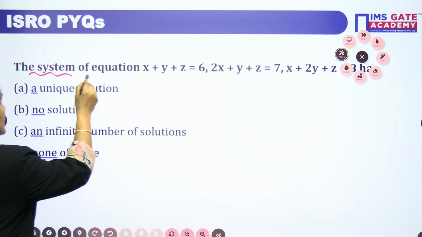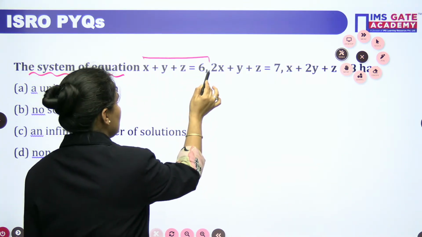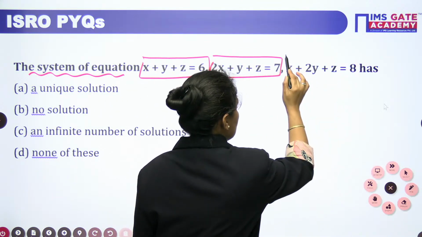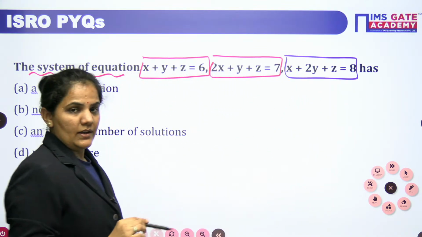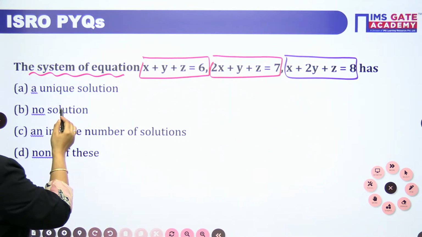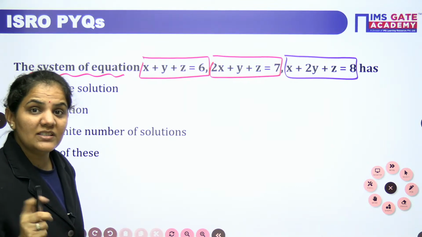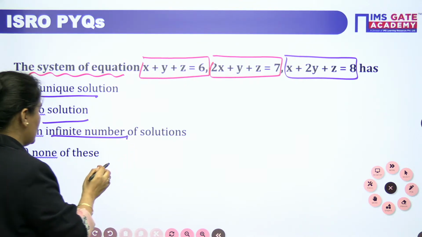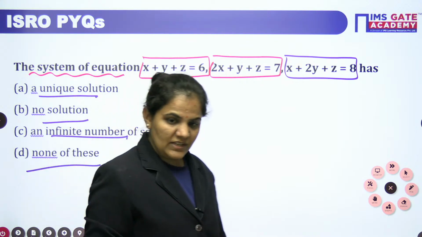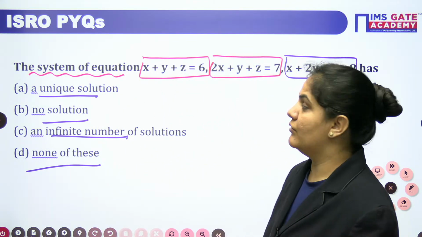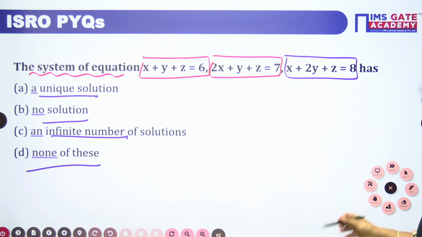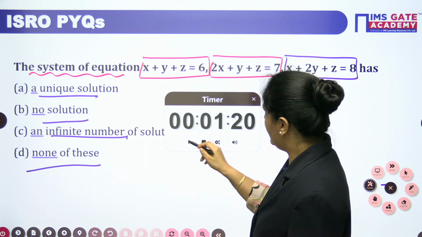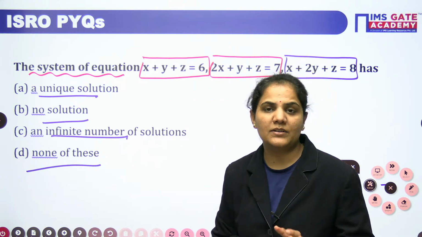The next one is a system of equations given to us: x plus y plus z is equal to 6, 2x plus y plus z is equal to 7, and x plus 2y plus z is equal to 8. This is a question from linear algebra. It is asking which type of solution this system of equations has. Is it a unique solution, no solution, infinite number of solutions, or none of these? You can easily approach the question, as this is a basic question of linear algebra. If you know the basics, you can 100% approach it.